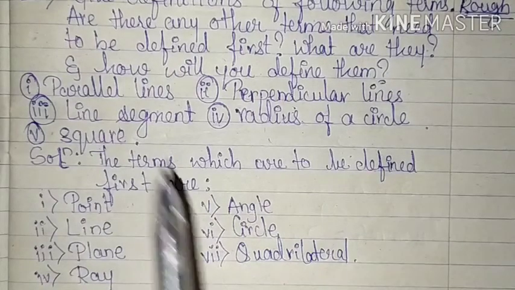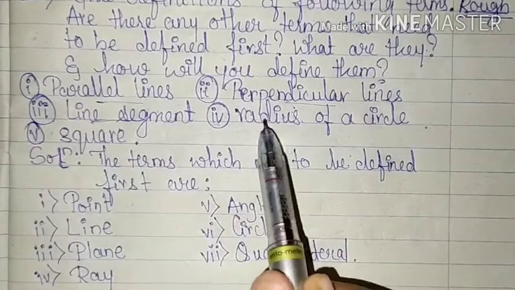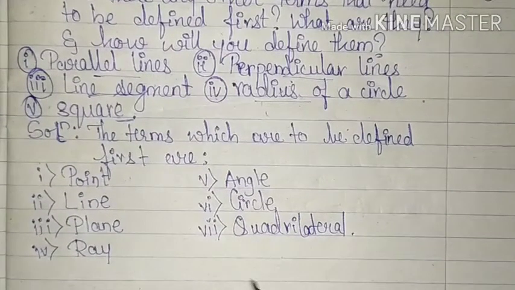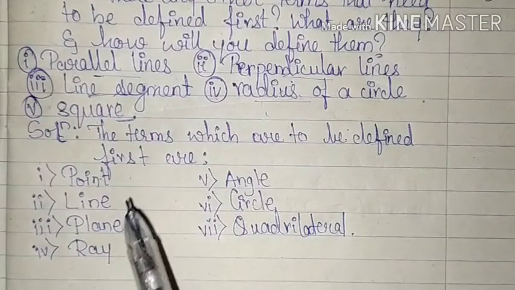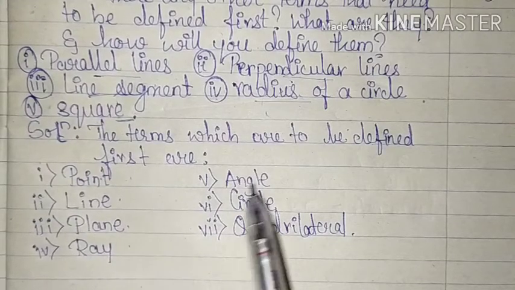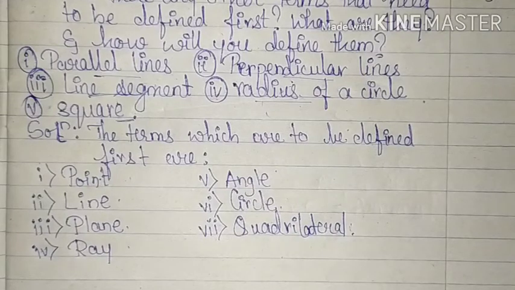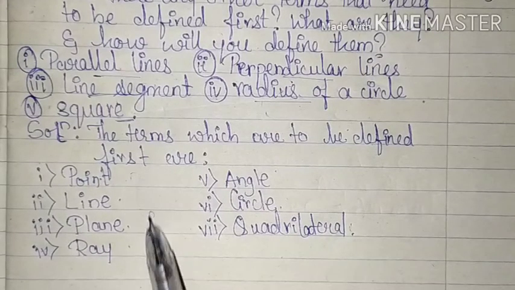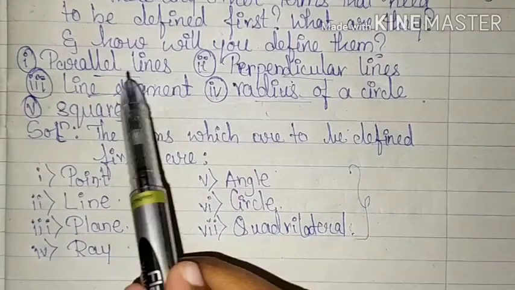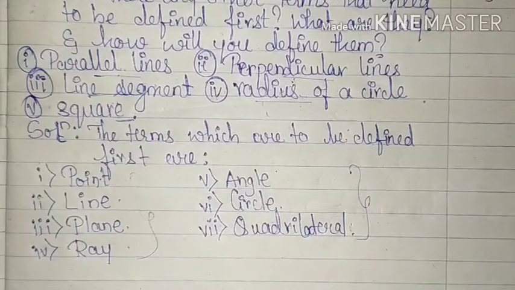So before we move to define parallel lines, perpendicular lines, line segment, radius of a circle and a square, it is necessary that we define what is a point, what is a line, what is a plane, what is a ray, what is an angle, what is a circle, and what is a quadrilateral. After writing the definitions of these 7 geometrical objects, you can proceed to write the definitions of the 5 which have been given to you.